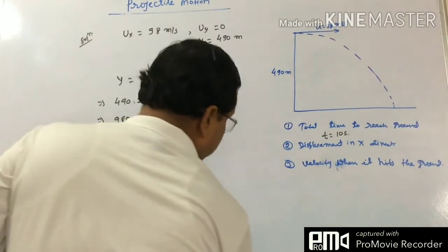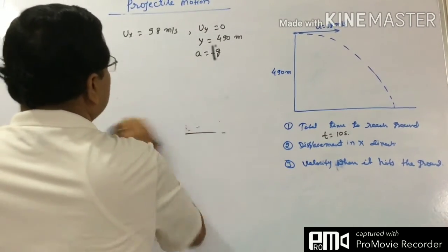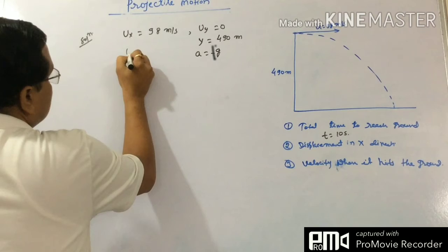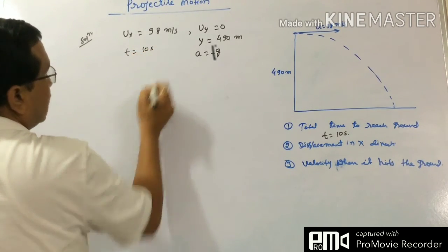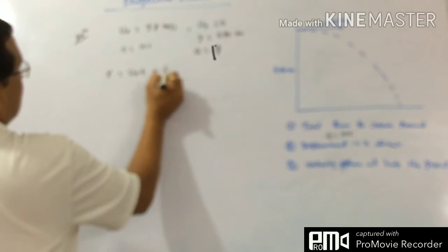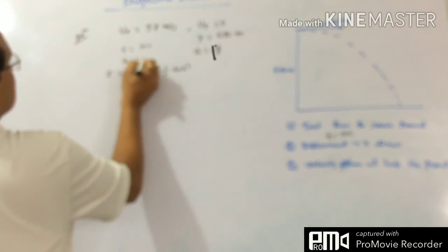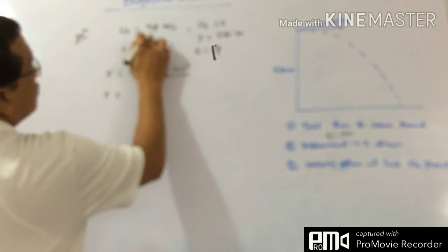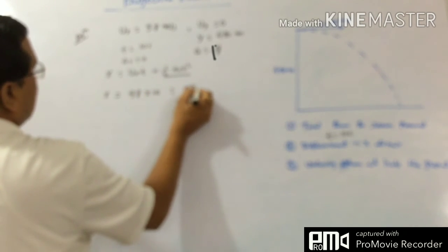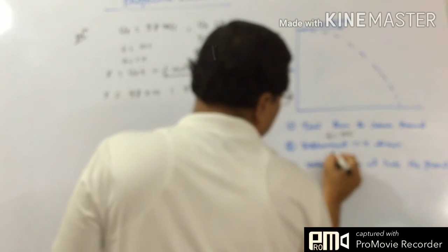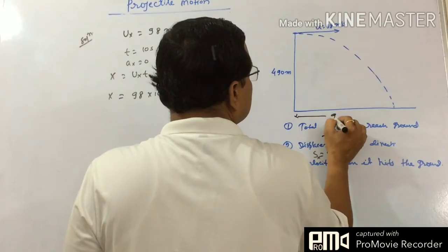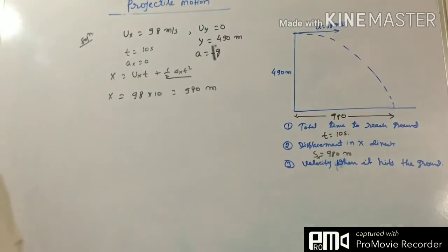Now displacement in x direction. If we want to find the displacement in x direction, what shall we do? We have got the value of time now, t equals 10 seconds, and we shall use the equation in x direction. x equals ux t plus half ax t square, and ax equals 0, so this term is 0. x equals ux t, ux is 98, t is 10, so it is equal to 980 meter in the x direction.